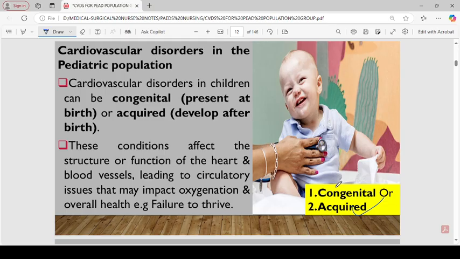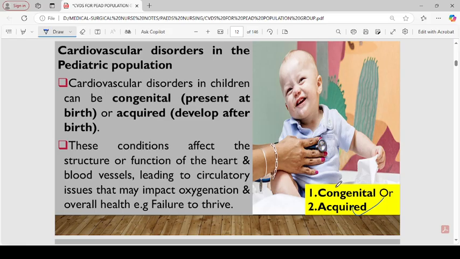The other one is cyanotic congenital heart disorders, whereby these ones will present with cyanosis, and the cyanosis will be present at birth, and the shunting is usually right to left shunting, right? That will be involved in this case. So generally, cardiovascular disorders are divided into two. We have the congenital one and the acquired one, right?